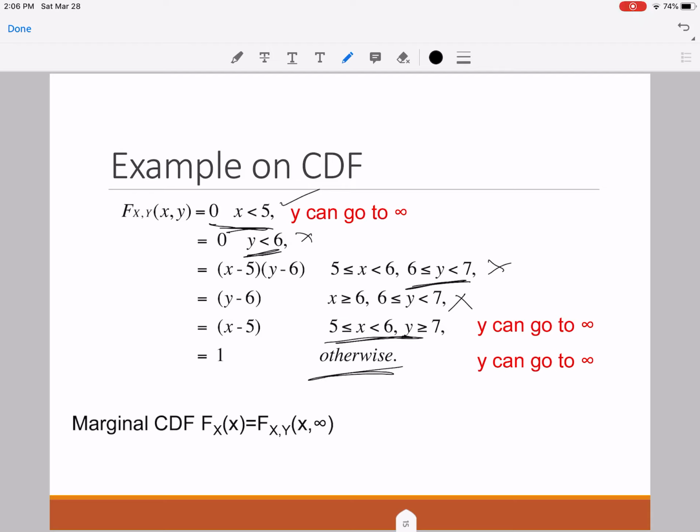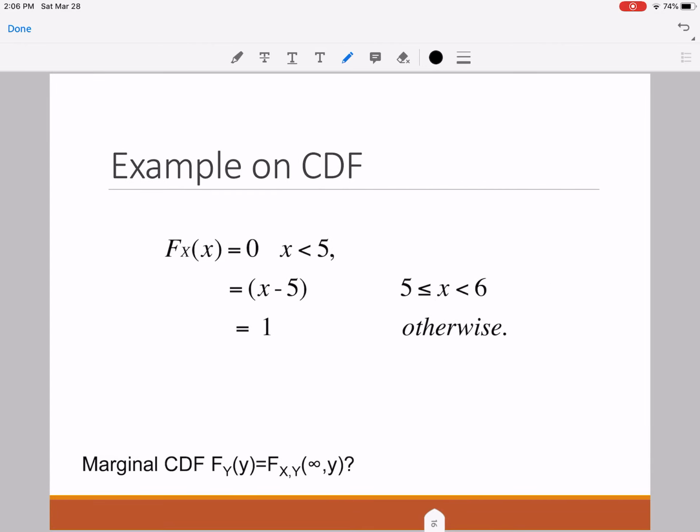And in this other term as well, y can go to infinity. So when I set y to infinity, these are the only parts of the joint CDF that I can retain. And these parts will constitute the marginal CDF of x. So therefore, the marginal CDF of x is given by these guys.